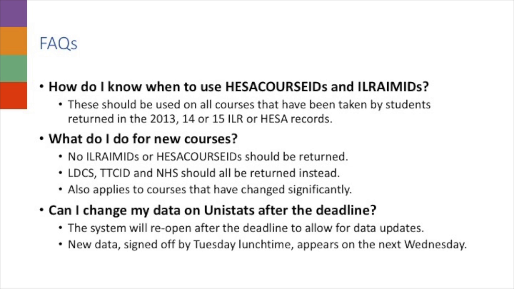If you do have a new course, then no ILR AIM IDs or HESA course IDs should be returned for it. But then there are a number of other fields that become applicable. So for new courses, there is different information that needs to be entered. These include the LDCS, so the subject code, whether it's teacher training, and whether we would expect to see NHS data in the NSS results. This also applies to courses that have changed significantly, where you wouldn't want to link back to previous data because it is not applicable.